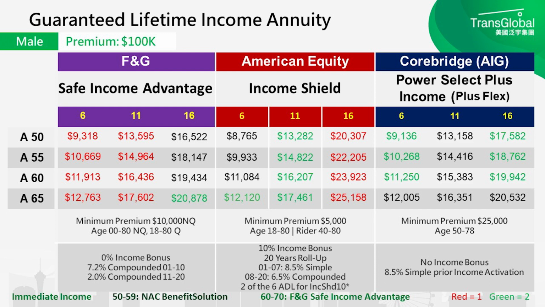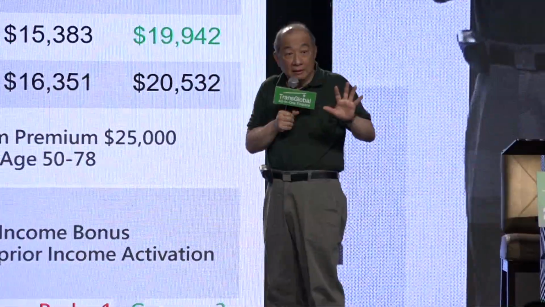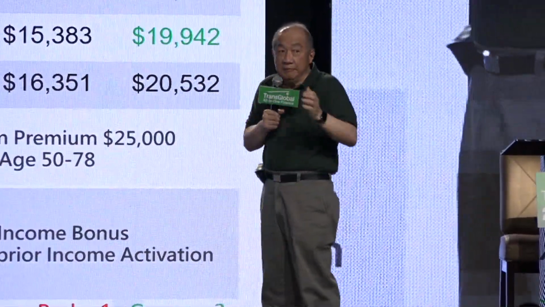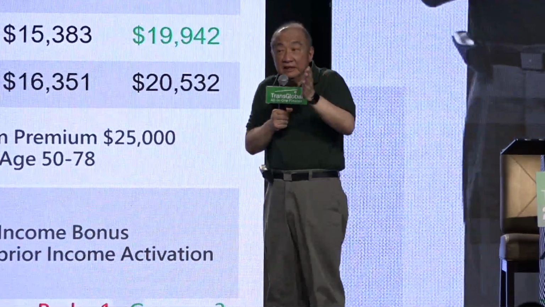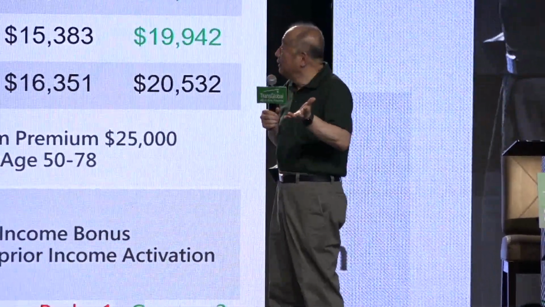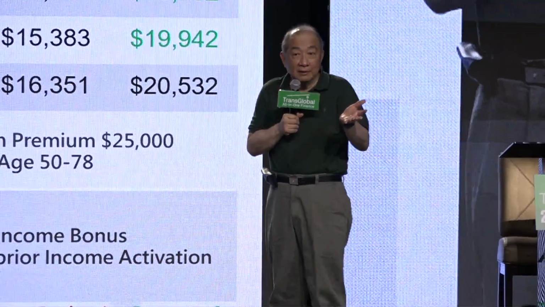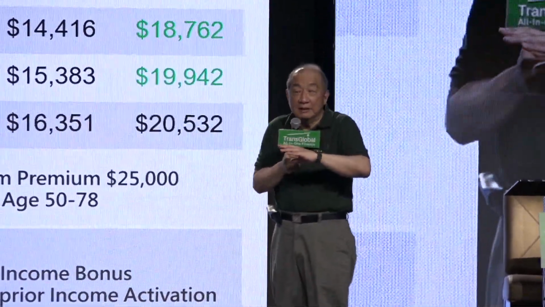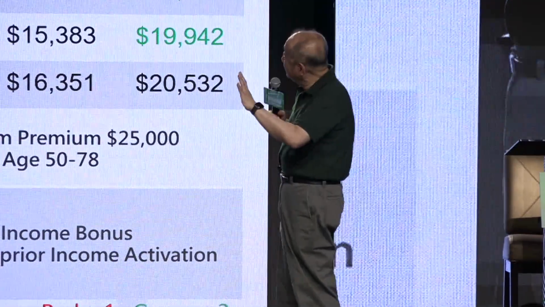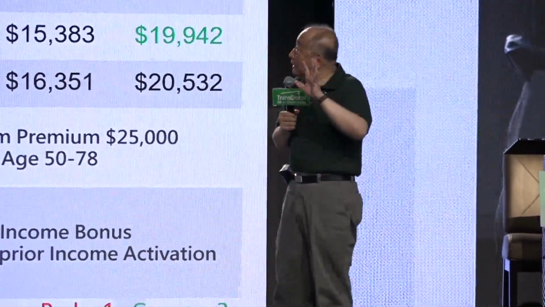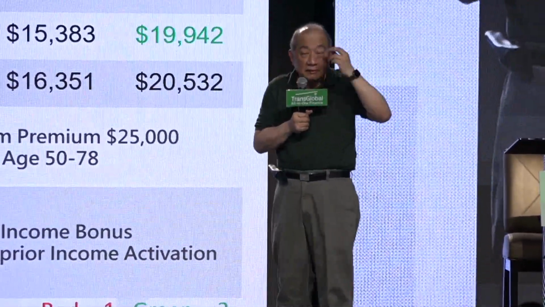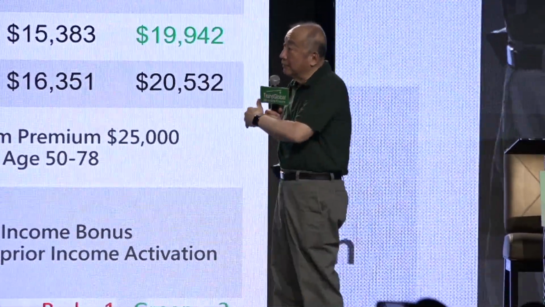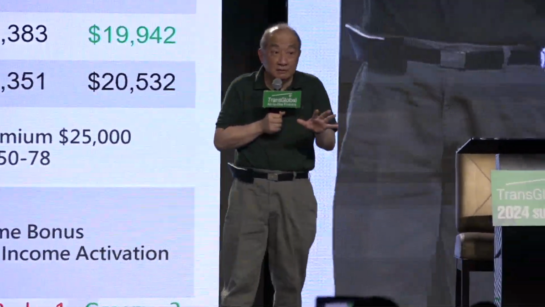So if you're looking for guaranteed income, if they need to take withdrawn money maybe before 12, 13 years, what's the best carrier? F&G. If it extends more than 15 years or longer before they start taking income, which company are you looking for? American Equity. Then forget about Corebridge. Just F&G for shorter term, and for any longer term, American Equity. Is that easier? Yeah.